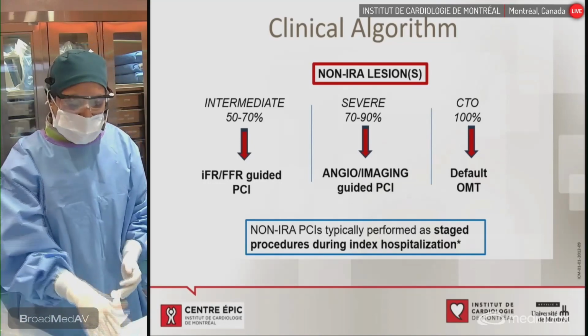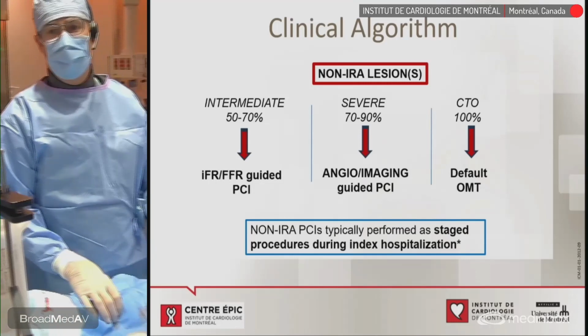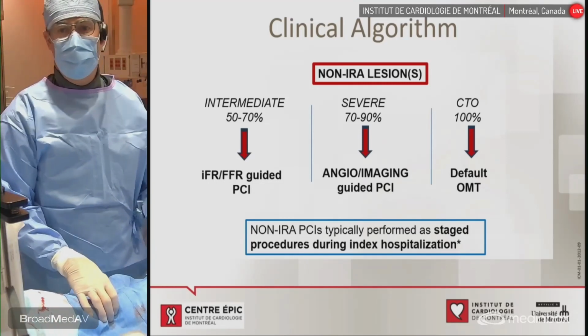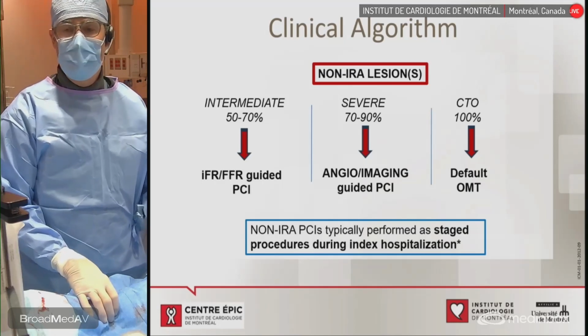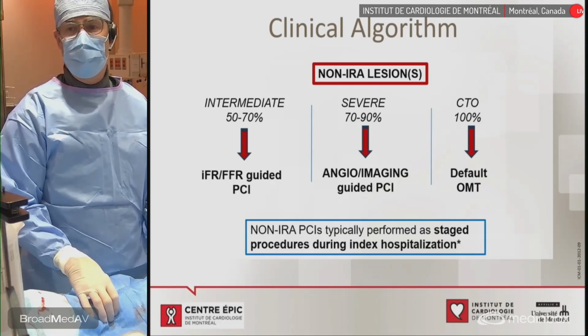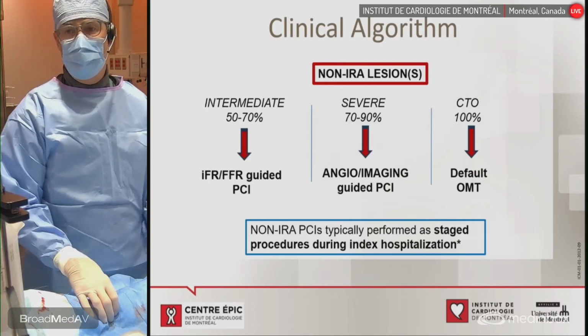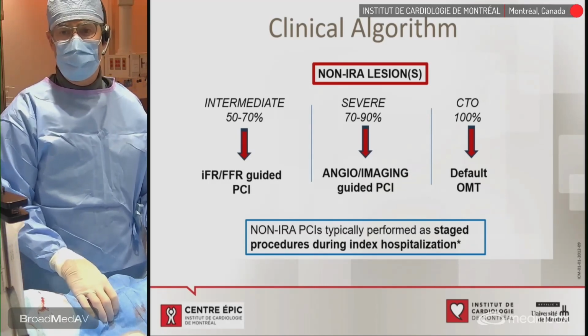So as far as the clinical algorithm, for the non-infarct related artery lesions, we suggest that we go by angiographic severity. If it is intermediate, we definitely promote iFR, FFR guided PCI for those lesions. If it is clearly severe, we promote angiographic imaging guided PCI. And if it is a CTO, this is a special consideration, but we promote default OMT to start with.